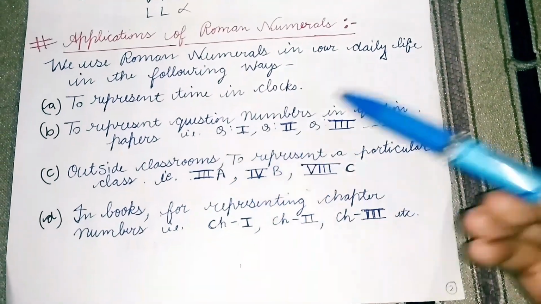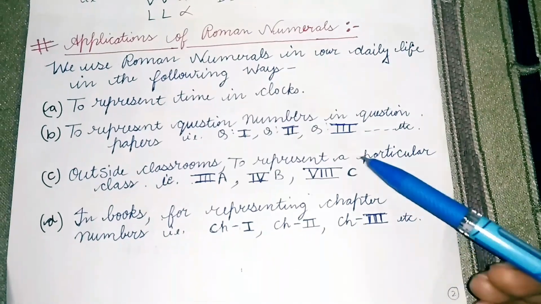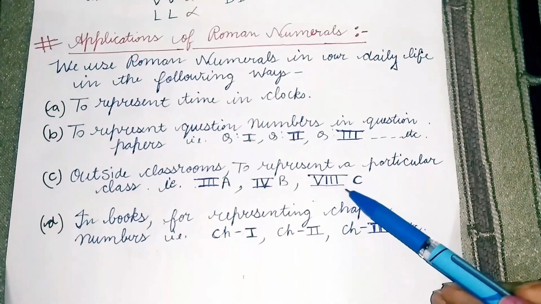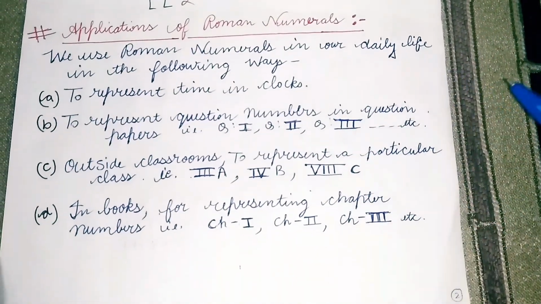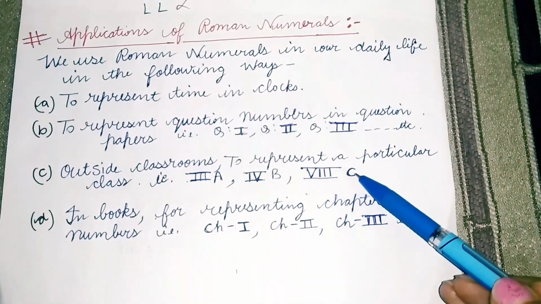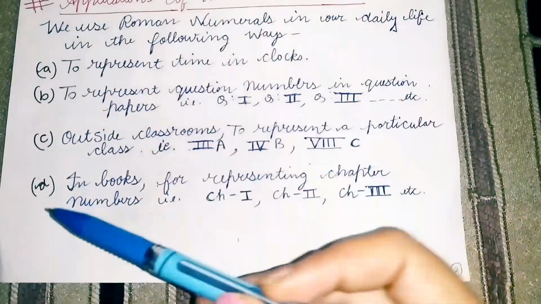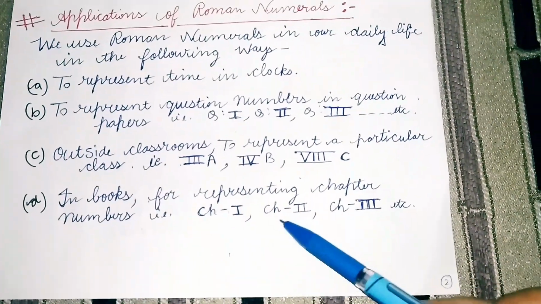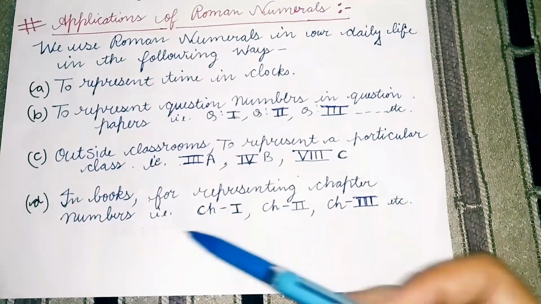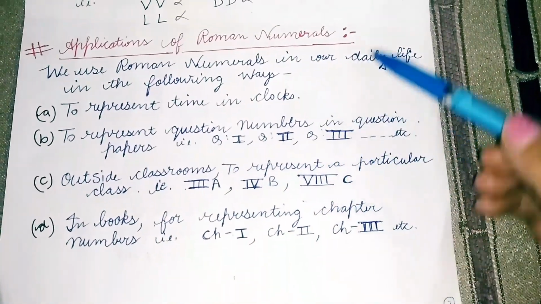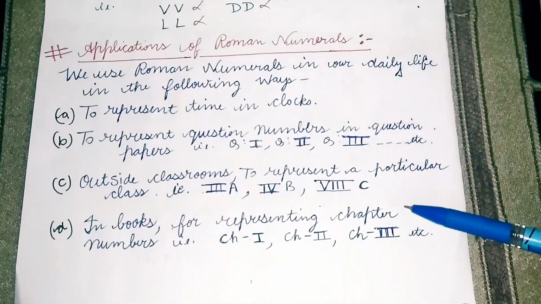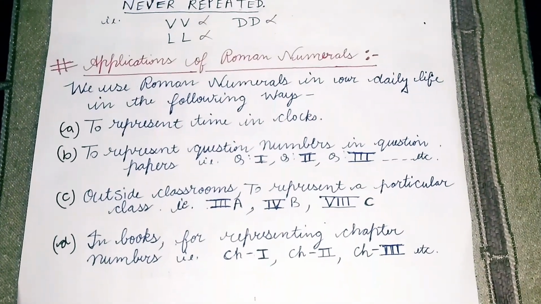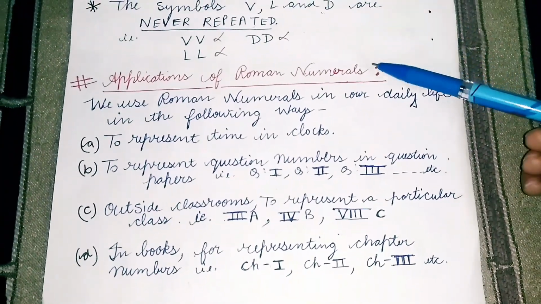You must have noticed outside your own class what symbols are written to represent your classroom. That is 3rd A or 4th B or 8th C, in whatever class you are, outside the classroom these symbols are used to represent a particular class. D point is in books for representing chapter numbers, that is chapter 1 or chapter 2 or chapter 3. So these Roman numerals are used in our everyday life in these areas, and also outside monuments, ancient monuments you can see, and many places you can see the use of Roman numerals.